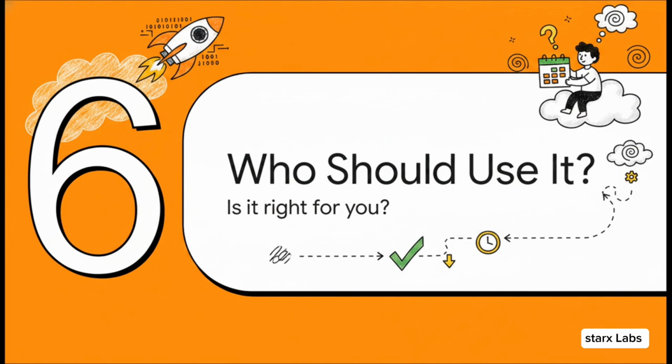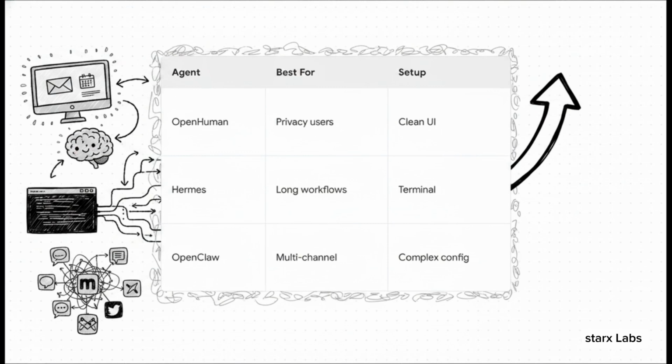Section 6, who should use it? Is OpenHuman right for you? If you stack OpenHuman up against other open source agents, it really carves out a specific niche. If you want a localized, clean user interface that remembers your digital life instantly, it's the clear winner. Competitors like Harmy's are great for long, autonomous workflows, but they're completely terminal first. And OpenClaw is powerful for handling tons of messaging apps, but the configuration is super complex. OpenHuman just takes minutes to set up.